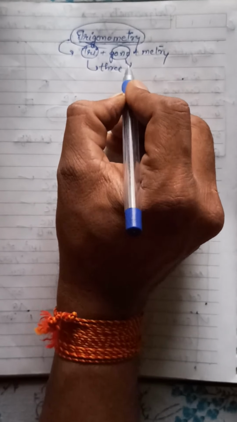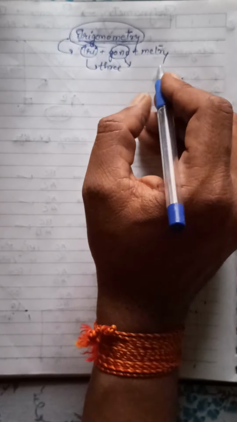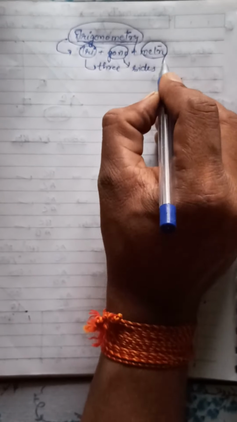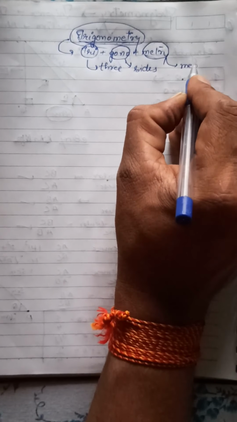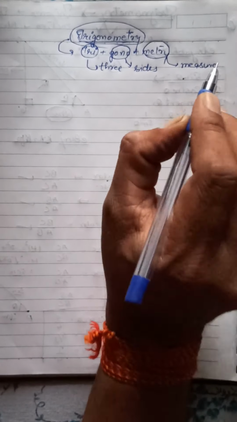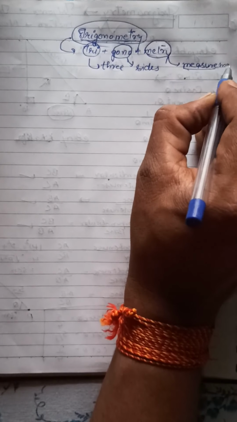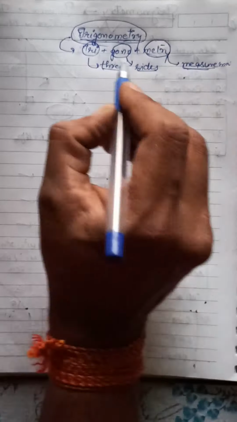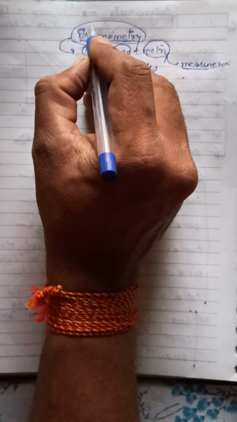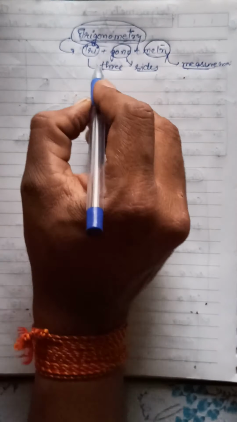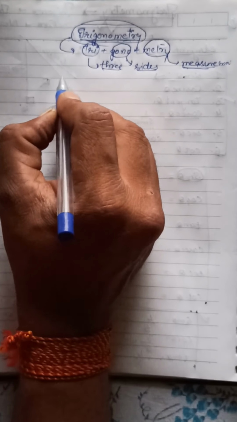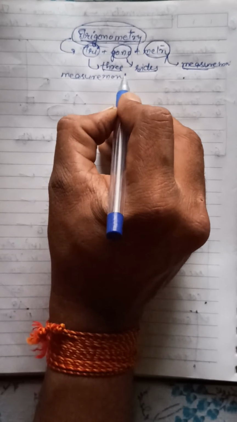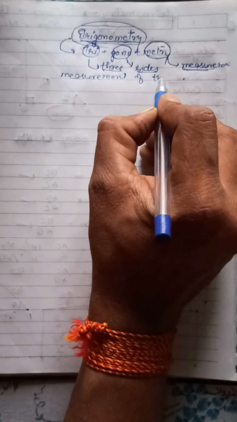Gono means sides, and metry means measurement. If we combine these three, it is trigonometry, and it means measurement of the three sides.